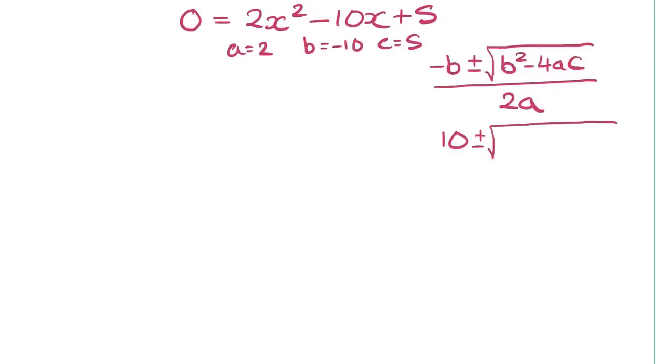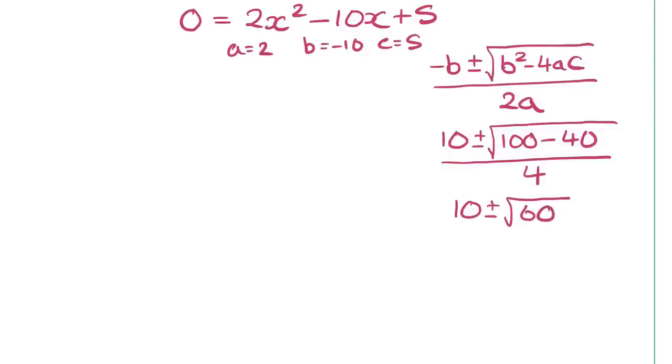the square root of, I'm going to try and skip as many steps as I can because it's quite a long question. Negative 10 squared will be positive 100, minus 4 times a times c. A is 2, so 4 times 2 is 8, times 5 is 40, so it's 100 minus 40, all over 2a, a is 2, so 2 times 2 is 4 on the bottom. So let's simplify that. We've got 10 plus and minus the square root of 60, all over 4.